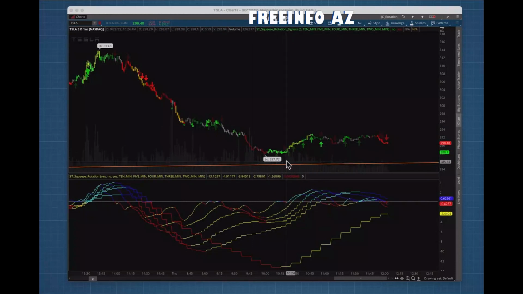And then shortly thereafter, we start getting these arrows. The arrows signify crosses of the oscillator across the zero line. And the way we have it set up right now is the darker the arrow, the smaller the time frame. So as these arrows get brighter, it's larger time frames crossing the zero line here.